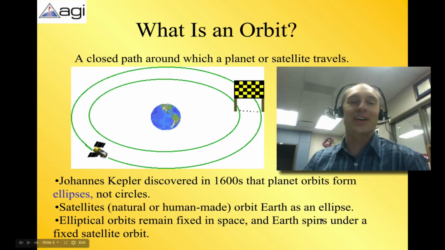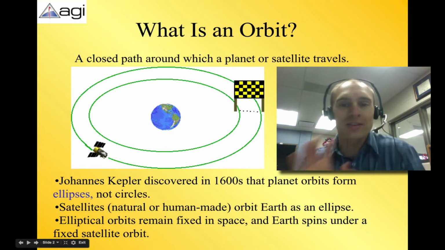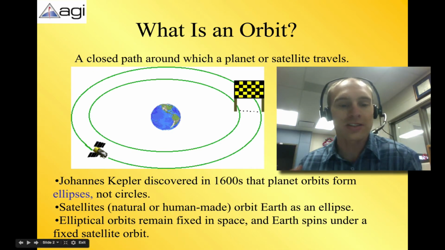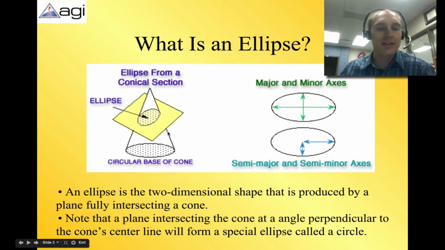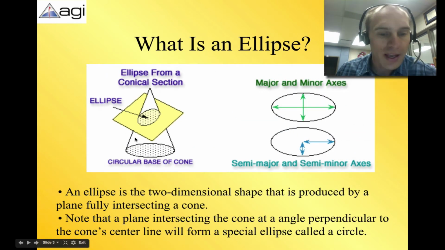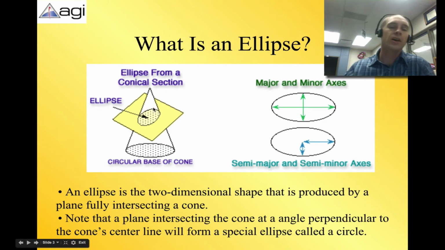That was really difficult to do. That orbit doesn't change and rotate facing the sun. It doesn't know where the sun is. It just knows it's doing that. So an ellipse is a two-dimensional shape produced by a plane intersecting a cone. So if we slice that cone, we get this elliptical shape.